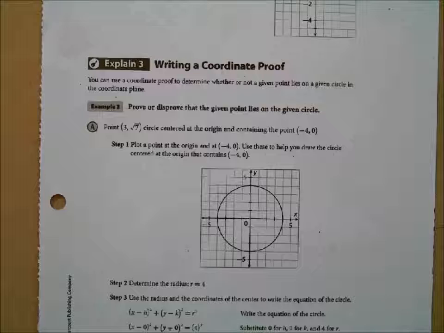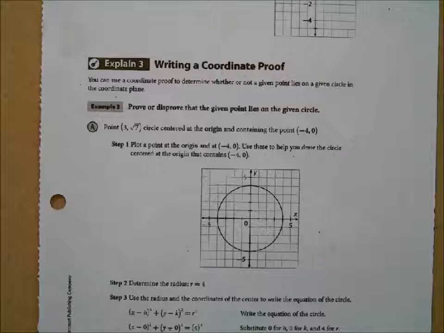Let's go here. Our directions for example 3, and we're on page 893, are to prove or disprove that the given point lies on the given circle. So this point (3, √7): show that it is on the circle centered at the origin and containing the point (-4, 0). We want to use this information to determine if this point is on our circle.